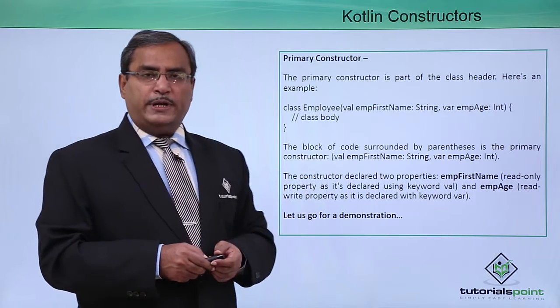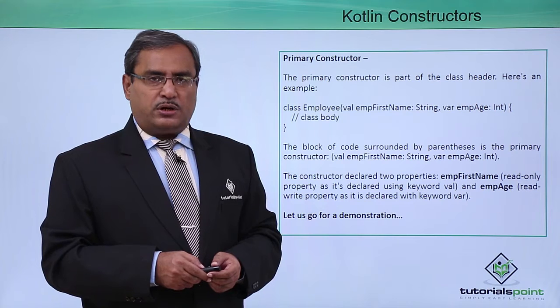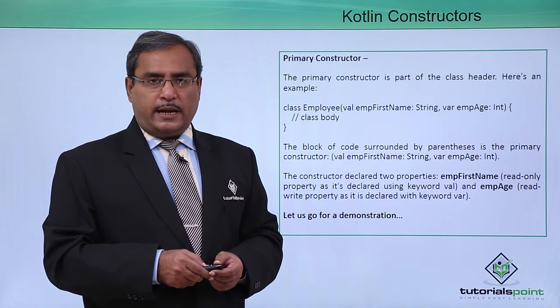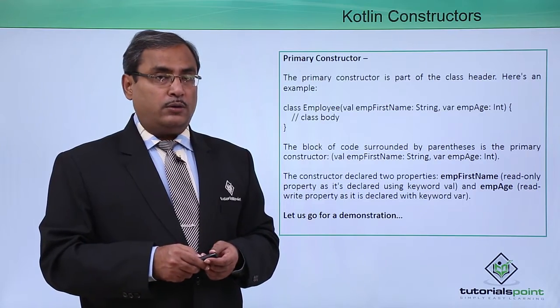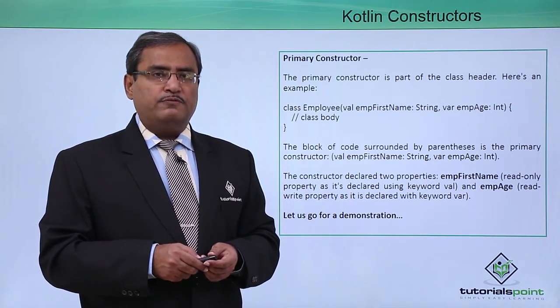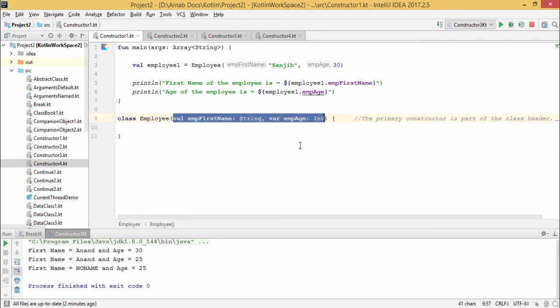I think it will be better if we go through one practical example to show you how such constructors can be declared, can be accessed, and how the outputs are obtained from such Kotlin code. So here is the demonstration for you. Now we shall discuss the primary constructor, which is part of the class header. Here we have defined one class. The name of the class is Employee, and here we have this primary constructor.